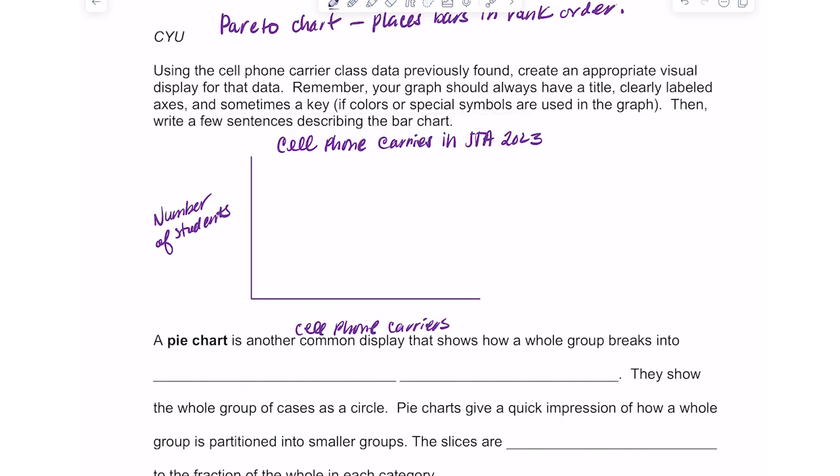All right. So we have, again, our AT&T. And then we've got Verizon, T-Mobile, and then other. Okay. And the highest number it went up to was 18, I believe. So let's just count by fives. We've got 5, 10, 15, 20. And actually, let's spread those out a little bit more.